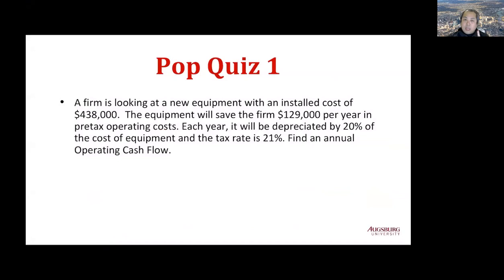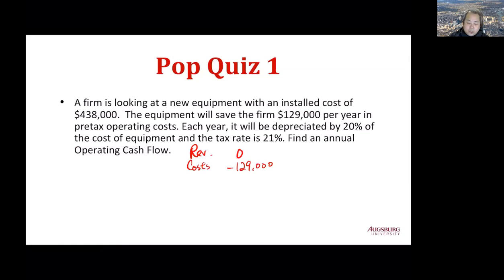One thing you have to carefully note: there are no changes in revenue, but there are cost savings, which increase your earnings. Okay, so find it. To find operating cash flow, we need to build a pro forma income statement. Starting with sales, revenue does not change, so 0. But instead, cost decreases by $129,000.